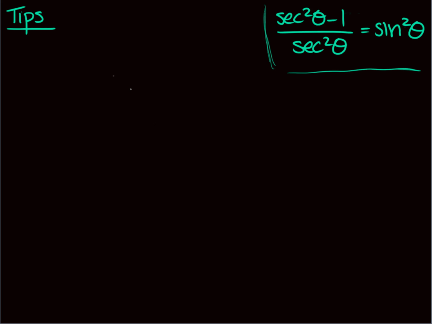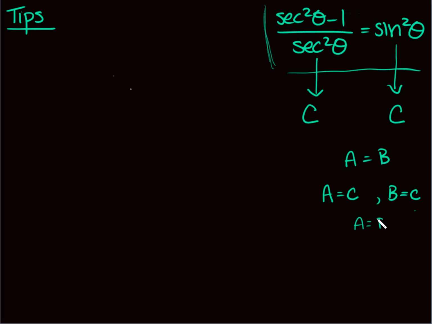Your book says you can work with either side. Now, while this is true, meaning you can take this side and simplify it down to be something, let's say C, and then take this side separately and simplify it down and you get C. The way this works is if you want to show that A is equal to B, I could show first that A is equal to C, then show that B is equal to C, and then by the transitive property of the equal sign, we've shown that A equals B. Mathematically, that is a valid way of proving an identity.